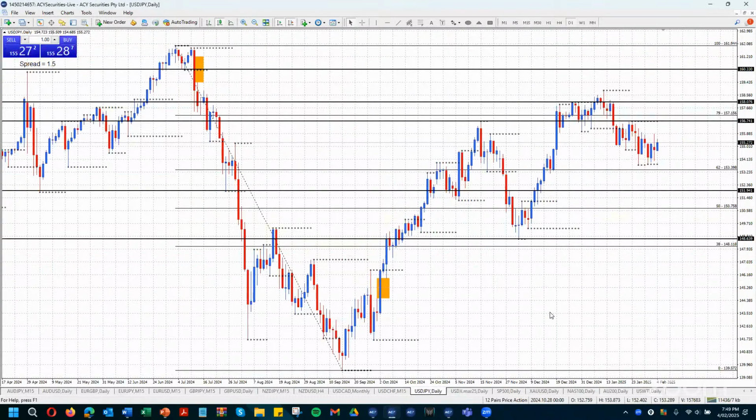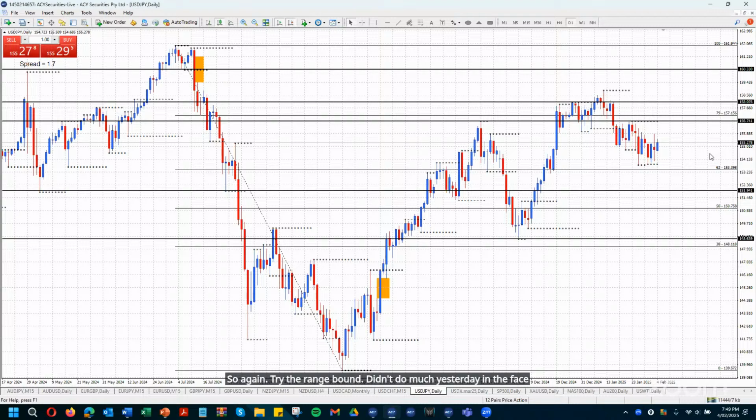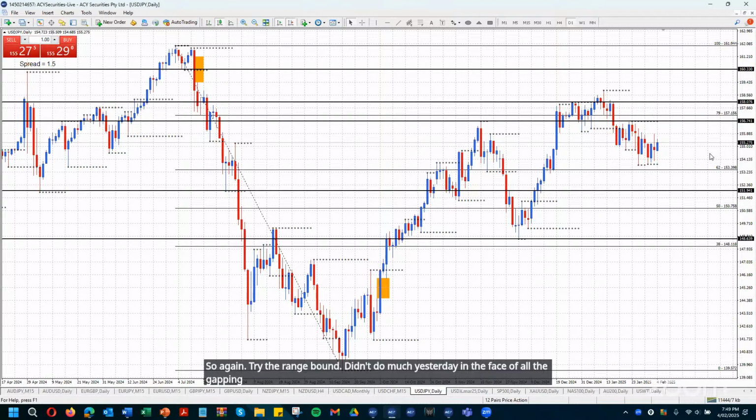Dollar yen. It's rather range bound. Didn't do much yesterday in the face of all the gapping down for the pairs to the US dollar. It didn't gap up really. Well, it didn't gap up at all. It did go down and go up in the day, finish negative for the day.